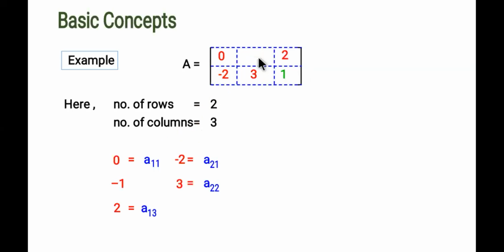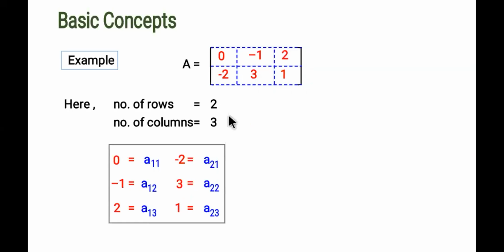Where is -1? First row, second column. So it is A12. Now similarly, the last element that you can see is in the second row and third column. So the notation will be A23. So this way you can see how we can represent the elements of the matrix. Okay, let's go ahead.